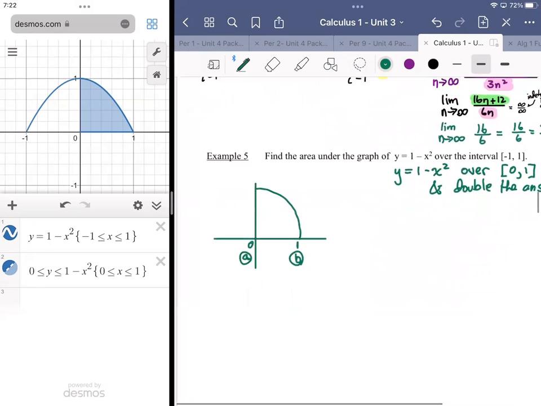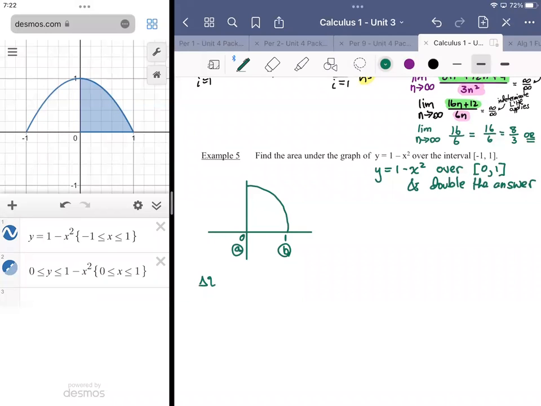So my delta x is B minus A over N. All right. So 1 minus 0 over N is 1 over N. A plus I delta x. My A value is 0 plus I times 1 over N is going to be I over N.